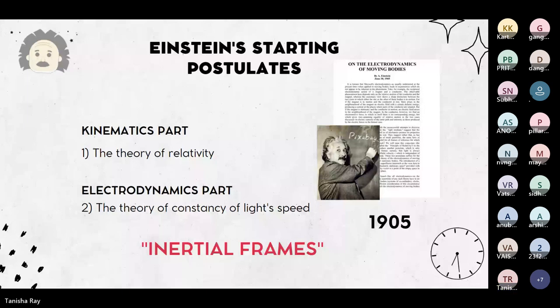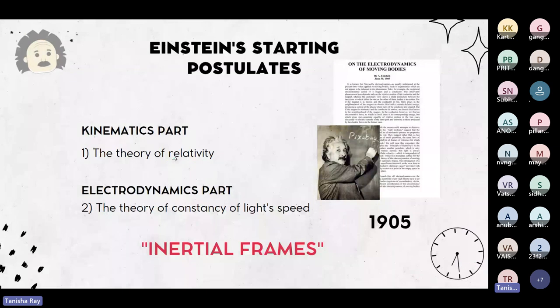All right. So the first postulate is the theory of relativity. Well, yes, you heard it right. The theory of relativity was not at all given by Einstein. It existed from the times of Galileo itself. So what does this theory tell?